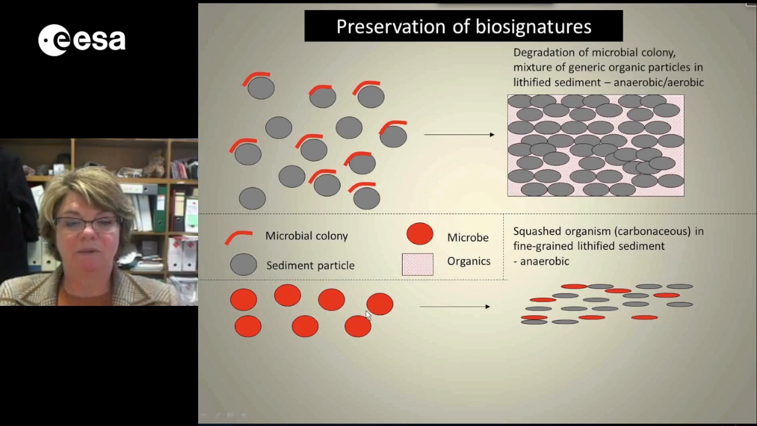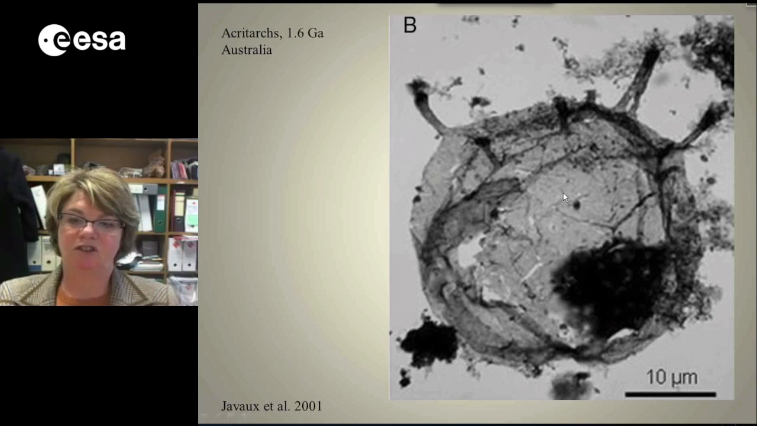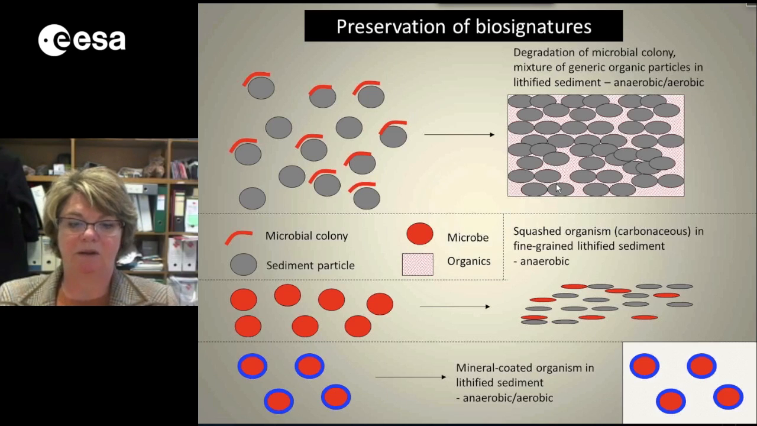Another way that we can have preserved organisms is if, in fine-grained sediments, the organisms can simply be squashed within the lithified sediment, especially, for instance, if it's a shale or a clay, but the organisms need to be relatively robust. They need to have a robust outer envelope to survive the squashing. And such structures, for instance, are fossilized spores, such as this one illustrated here on the right. It's what we call an acritarch. It's 1.6 billion years old, and it comes from Australia. So organisms with quite robust cell envelopes can be preserved in clastic sediments in anaerobic conditions.